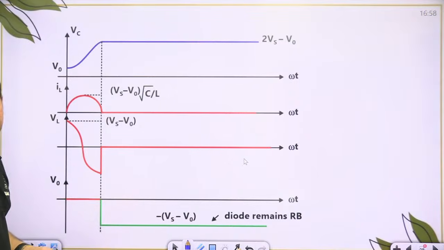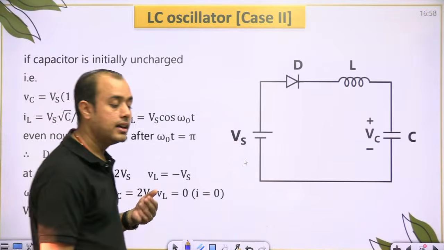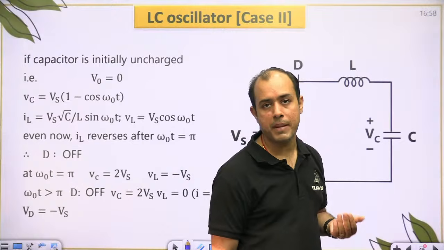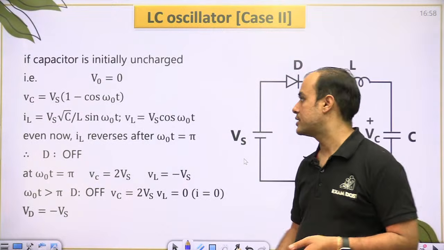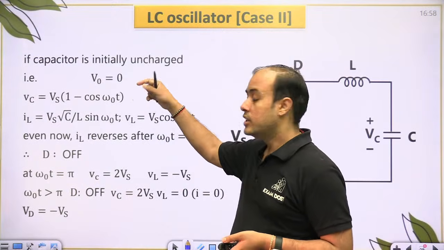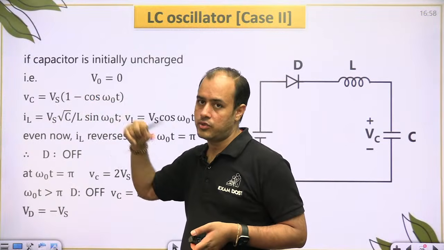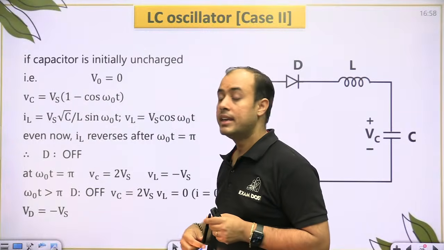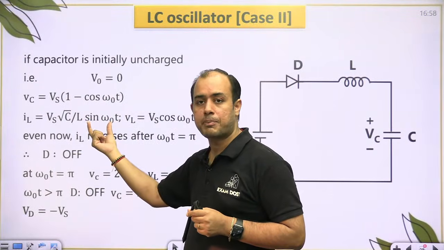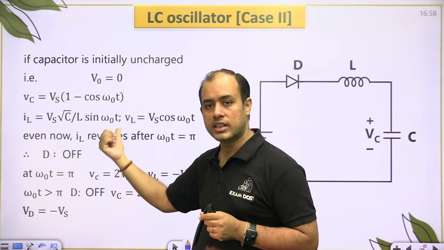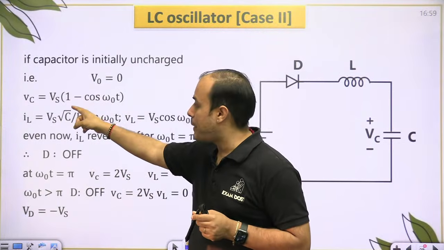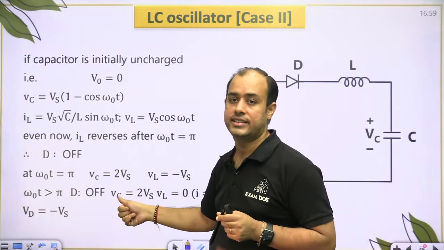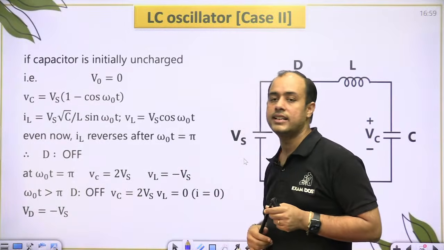Once it stops conducting, it becomes negative. Now, if your capacitor is initially uncharged, put V0 as 0. You will only get one term, Vs(1 minus cos omega t). Current will also contain only one term. Even now, beta, after pi, current reverses. So the diode turns off. So at pi, Vc will become 2Vs and VL will be minus Vs.